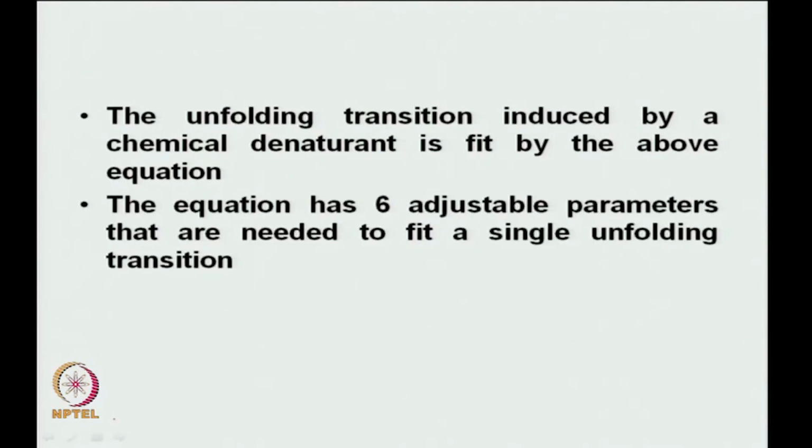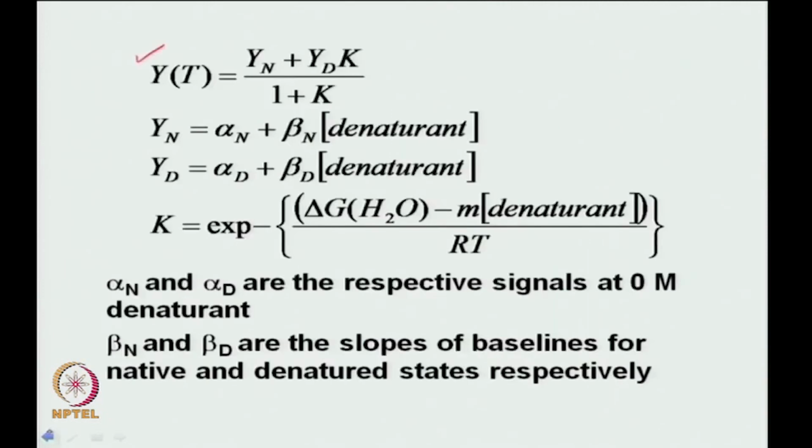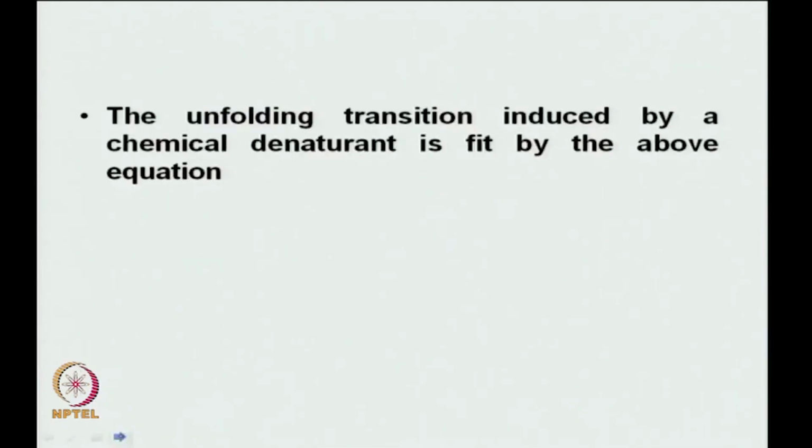You will see there are 4 which come from what? There is alpha, beta, and then there are 2 in the equation itself. What are the other 2? You can see here. One is the delta G H2O and the other one is M. Essentially, that is what you are doing. Everything else is a constant for you. T is a constant, R is a constant. Okay. So, there are 6 adjustable parameters, and again you do a nonlinear fit to your observed transition.